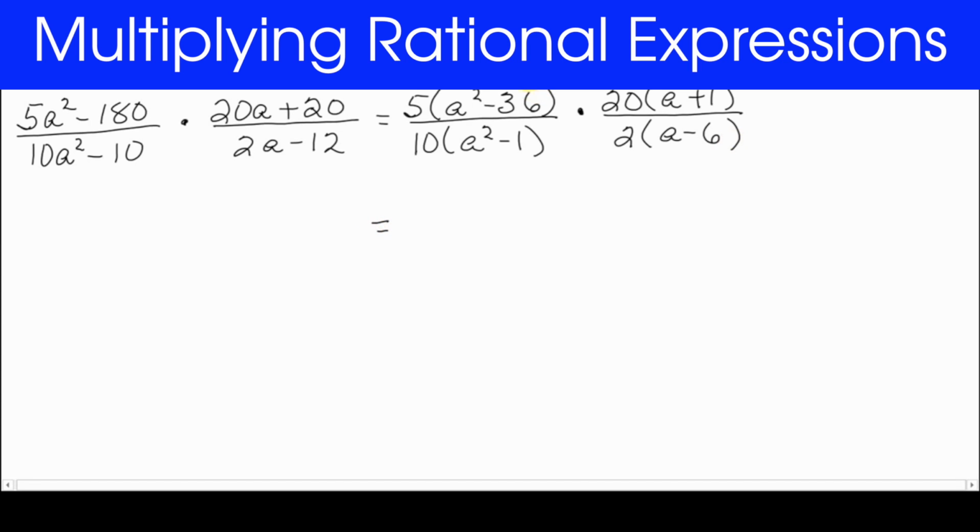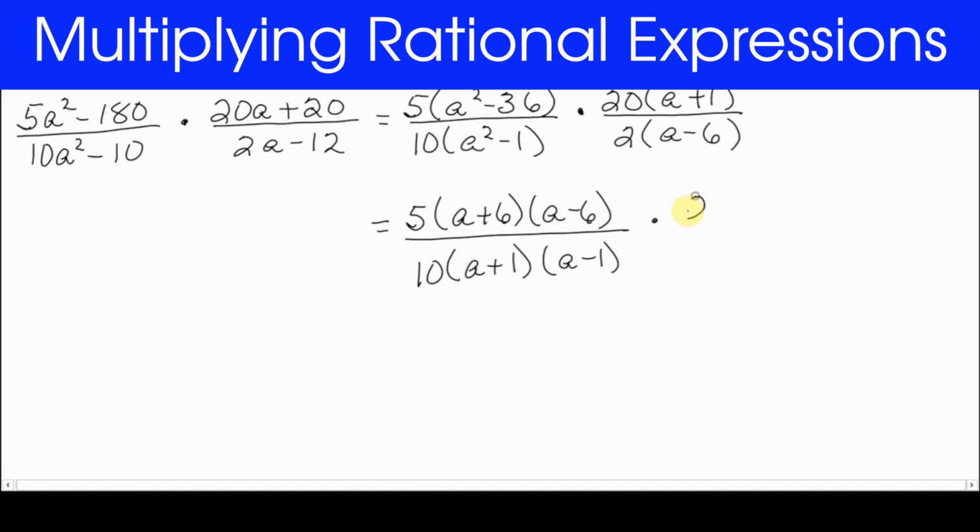Now I want to make sure each numerator and denominator is factored completely before I start canceling common factors. So notice the a squared minus 36 is not factored completely. That is the difference of two squares, so that factors into a plus 6 times a minus 6. And also in the denominator, the a squared minus 1 is the difference of two squares, so that factors into a plus 1 times a minus 1. And this other rational expression, that is factored completely. So now I'm ready to cancel out common factors. I'm sorry, that should be a 2.